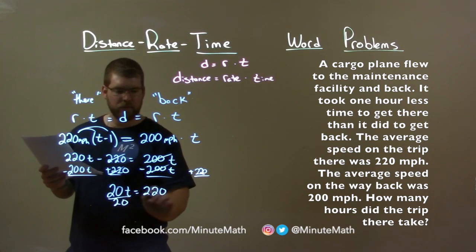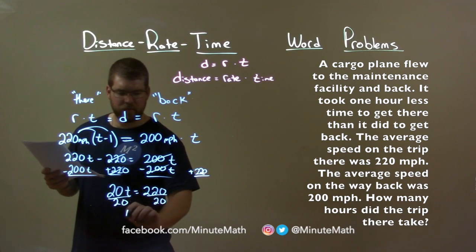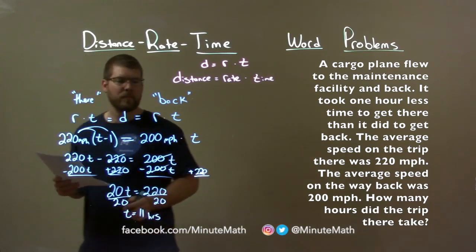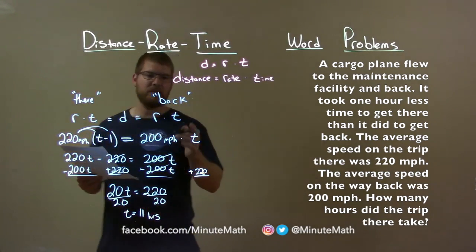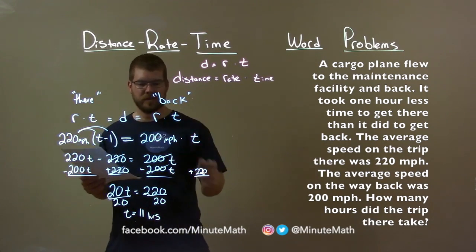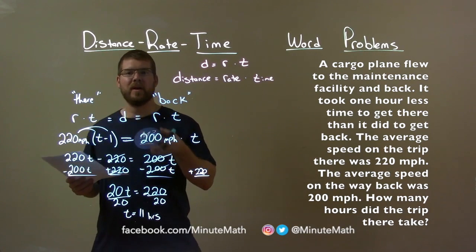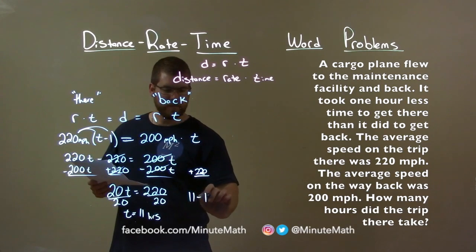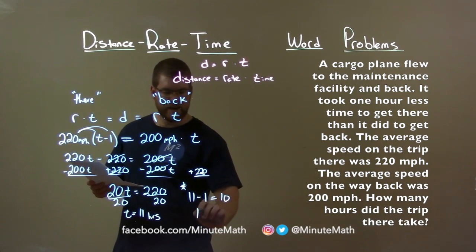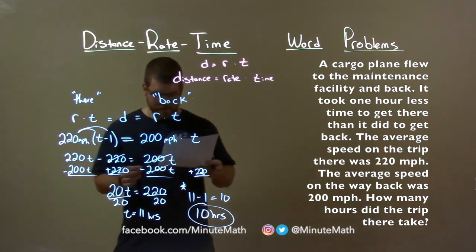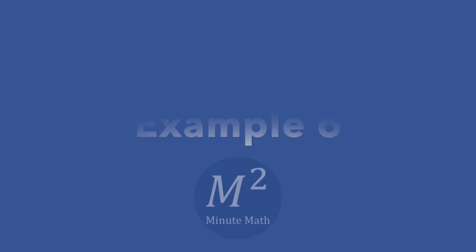Divide 20 to both sides, and I'm left with t equals 11 hours. But remember, they said t represents the time back in our equation here. So time back is 11 hours. We know we have one less hour to get there. So we have 11 minus 1, which is 10. So 10 hours is actually the time it took to get there.